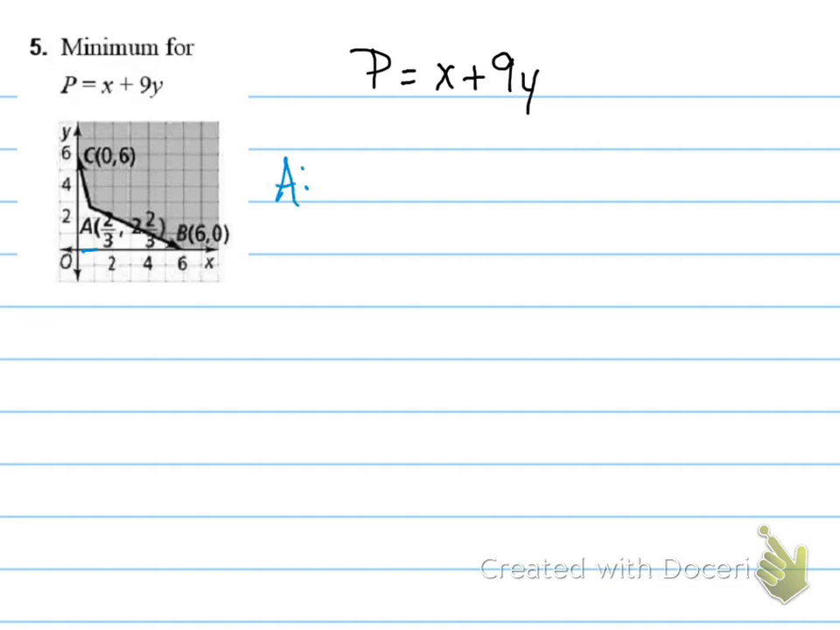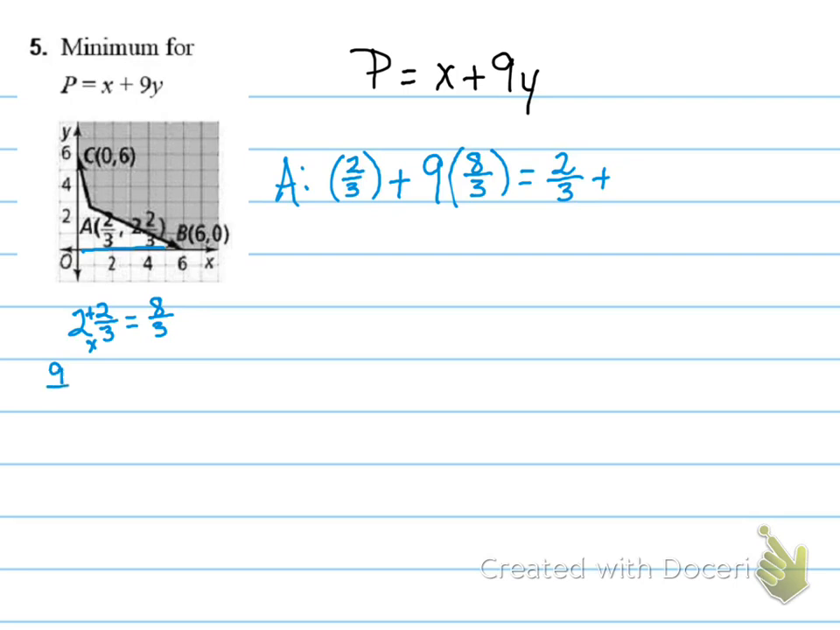Number 5 is x plus 9y is our profit. So let me slow this one down just a little bit because this one has some fractions in it. Point A is at 2/3 and 2 2/3. Now x is 2/3 plus 9 times 2 2/3. Let's get that into a fraction, okay? So I've got 3 times 2 plus 2 is 8 over 3, so 8/3. So that is 2/3 plus, now I'm going to multiply 9 over 1 times 8 over 3. That is 72 over 3. 72 over 3 is 24.